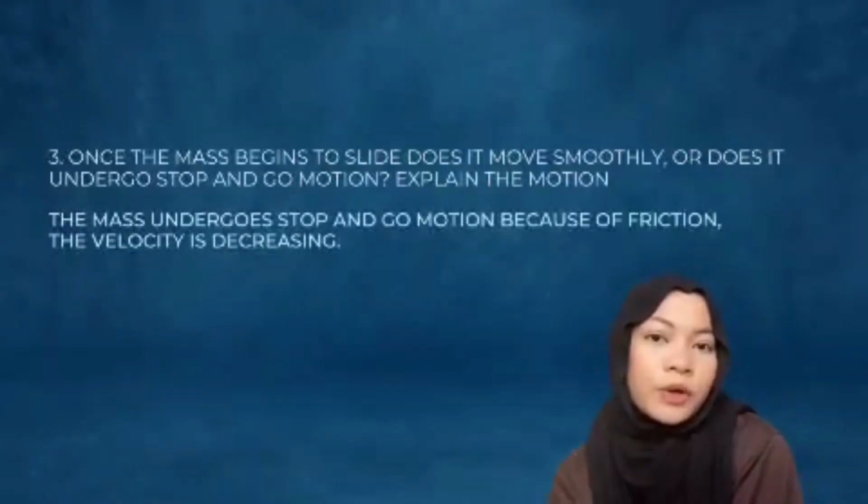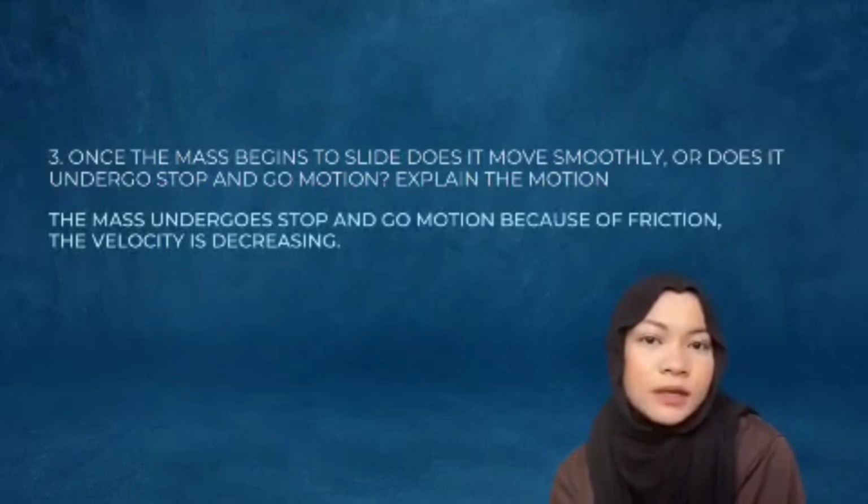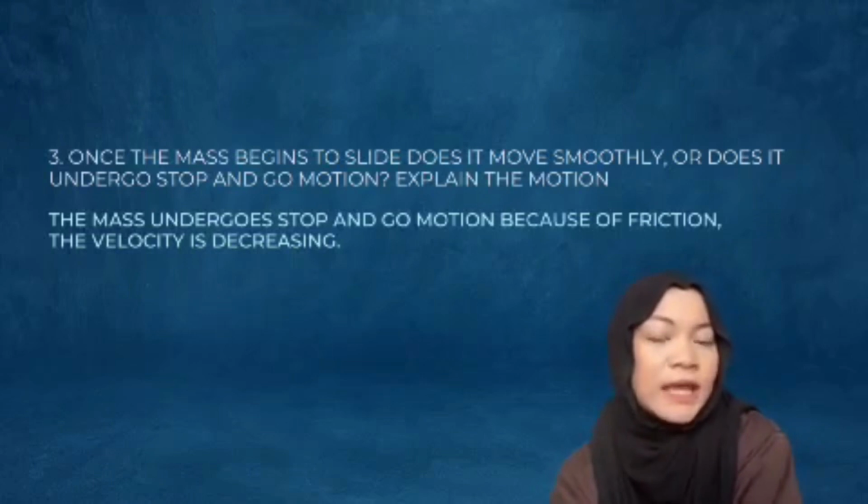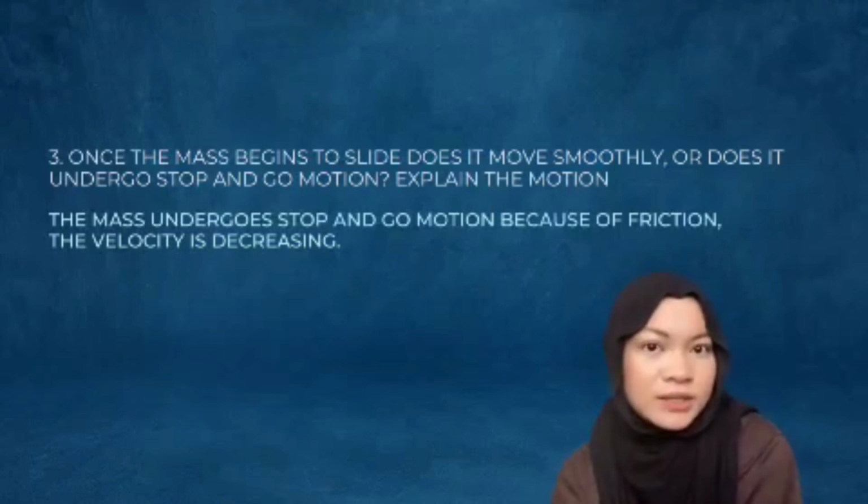Question 3. Once the mass begins to slide, does it move smoothly or does it undergo stop and go motion? Explain the motion. So the answer is the mass undergoes stop and go motion because of friction. So the velocity is decreasing.